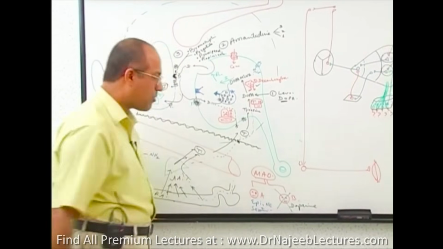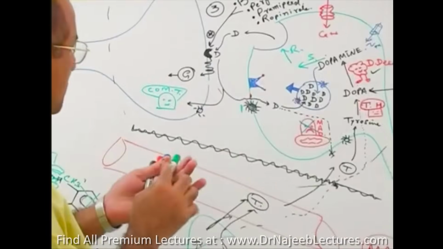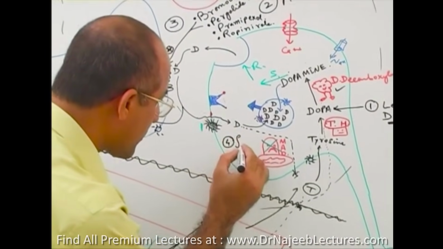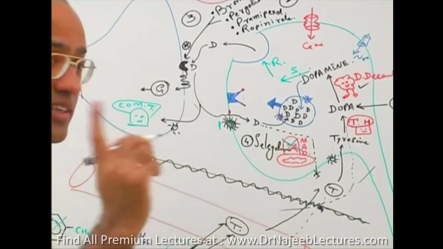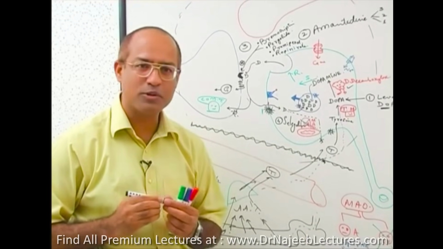Selegiline actually blocks this. This is strategy number 4. Selegiline. We'll discuss every drug in detail later, but first develop a big picture. That's what we are going to do.